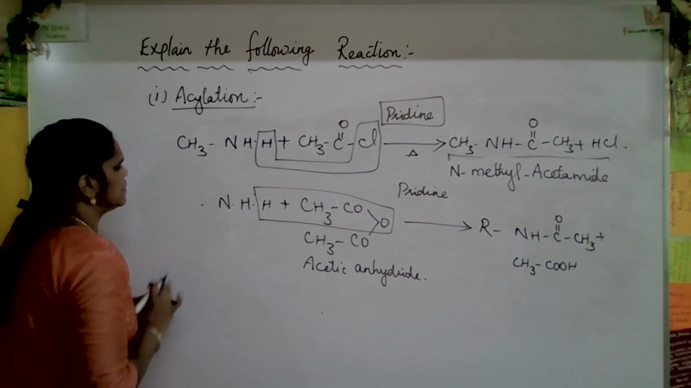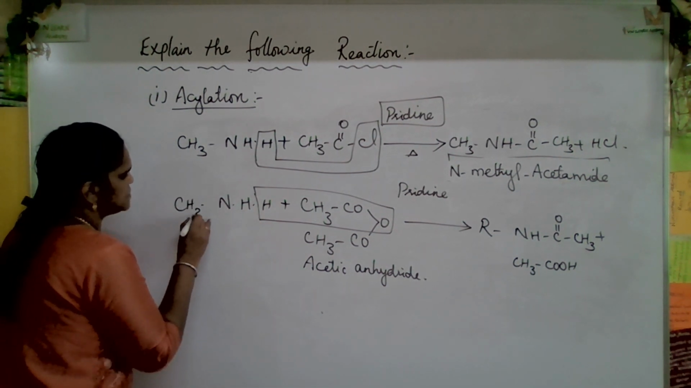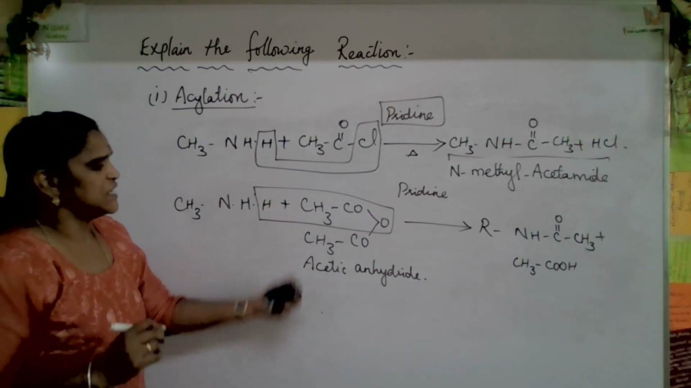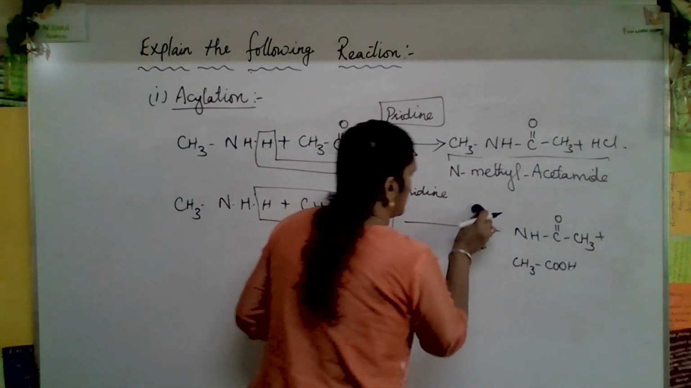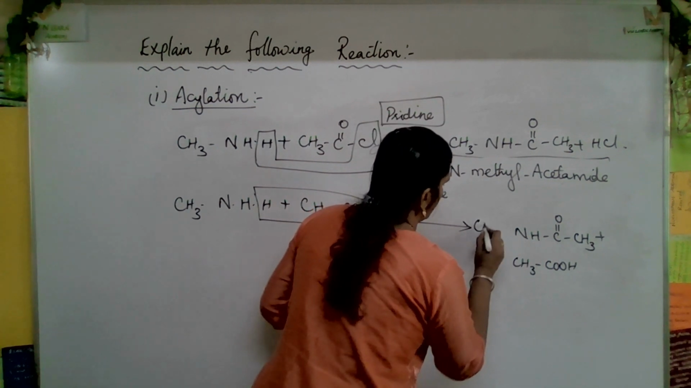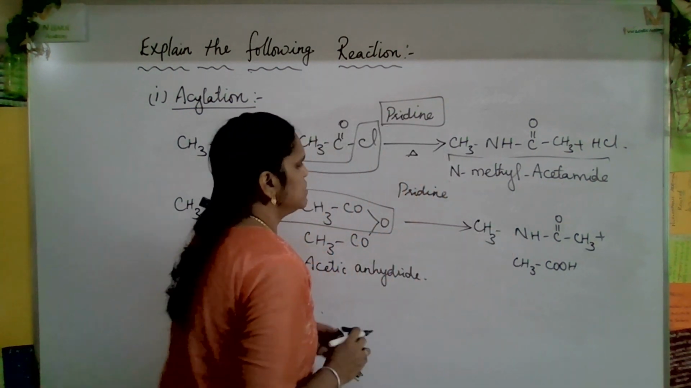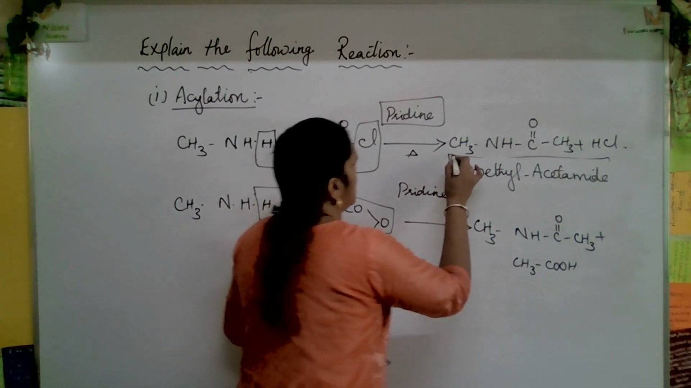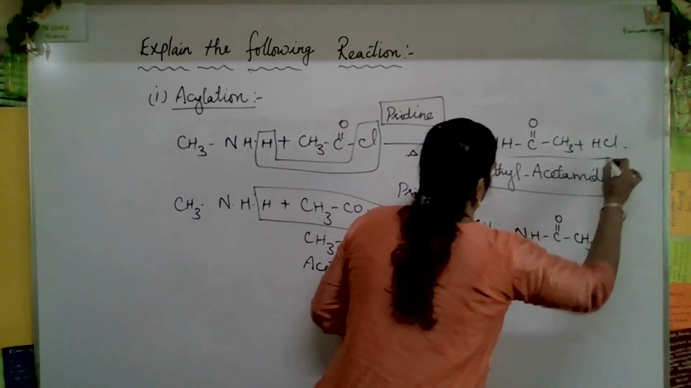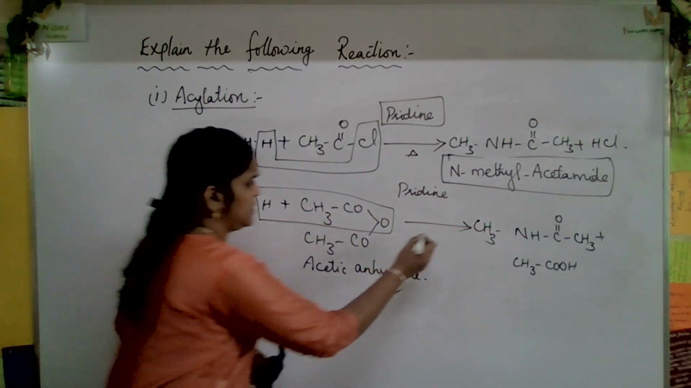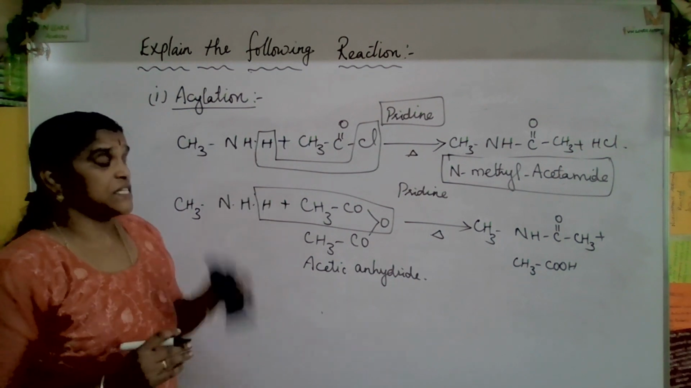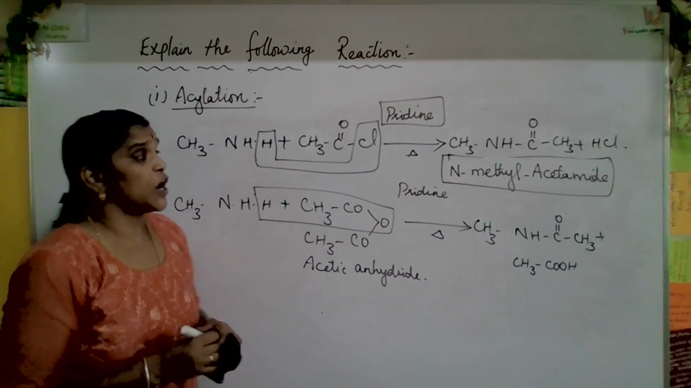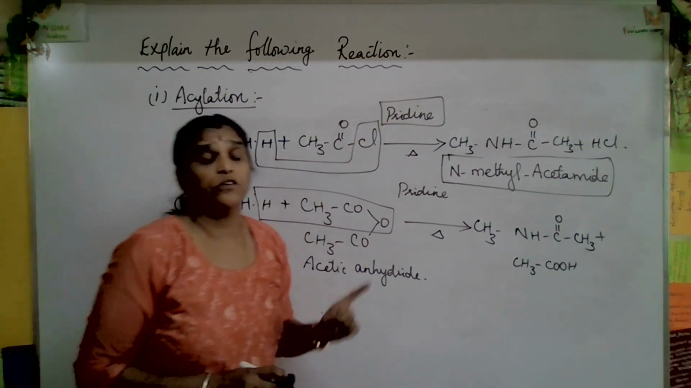This also. Methylamine, CH3NH2. The same, instead of R here, CH3. So here also N-methyl acetamide. I hope you're clear with this reaction. What is acylation? What is the product you are receiving? Why do we use pyridine?